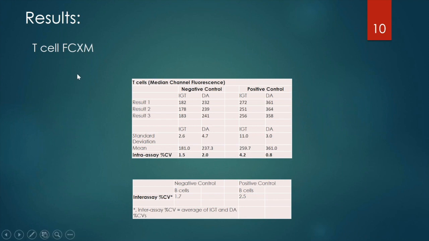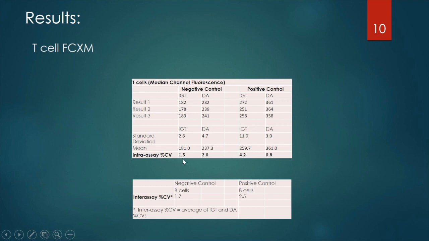Now I'm showing you T-cell flow cytometry cross-match for the same cell. The results are put in the same way: negative control, positive control. These are the triplicates. And if you see the values, so 182, 178, 183, 232, 239, 241. Actually, with your negative control, the values will remain pretty close. But when you look at the positive control, that is where you will notice the differences. So here, in case of IGT, is 272, 251, 256, still good. And DSL is 361, 364, 358. They are pretty close when it comes to DSL.